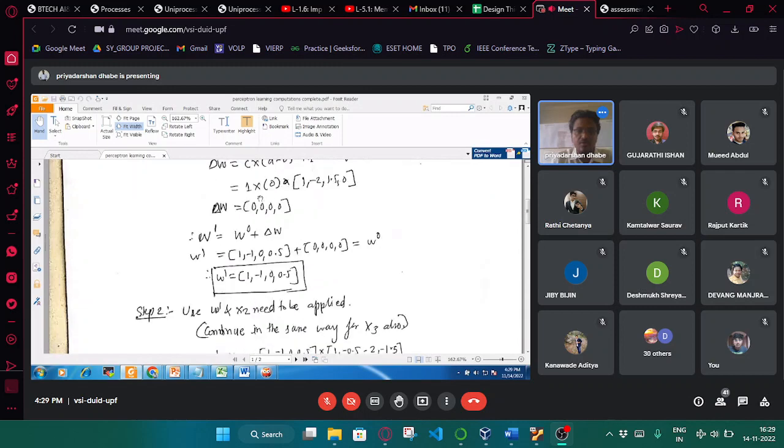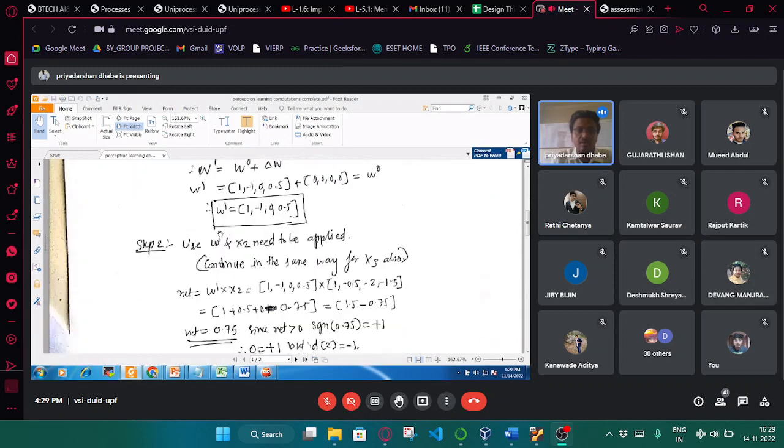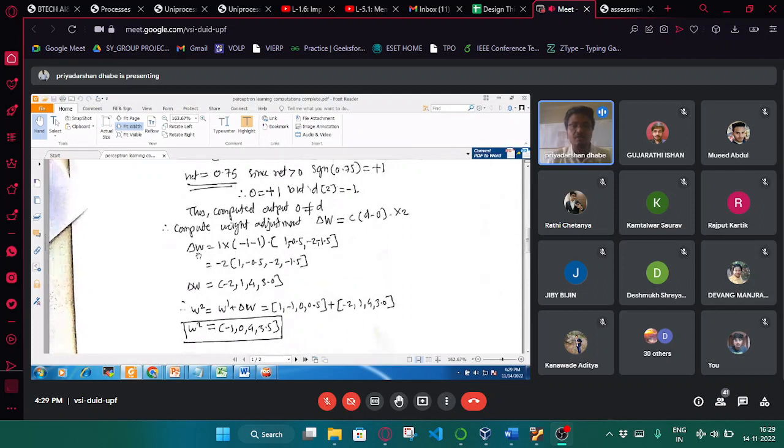So we need to calculate delta W, the change suggested in the weight vector. That is 1 multiplied by D, the desired output minus 1, minus this O, that is plus 1, and it is multiplied by x2. So we get delta W equal to minus 2, 1, 4, and 3.0. So I can calculate W2 equal to W1 plus delta W. W1 is this, and delta W is the small change we calculated. So W2 is equal to minus 1, 0, 4, 3.5.